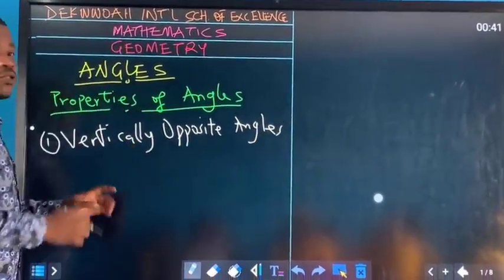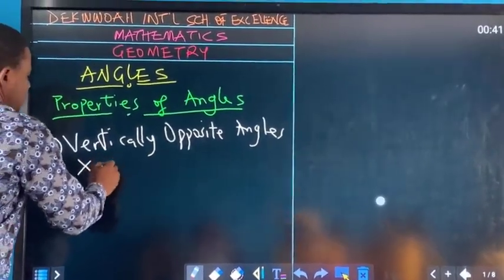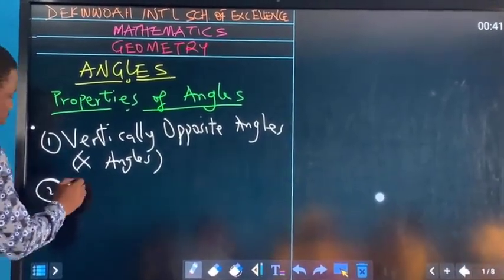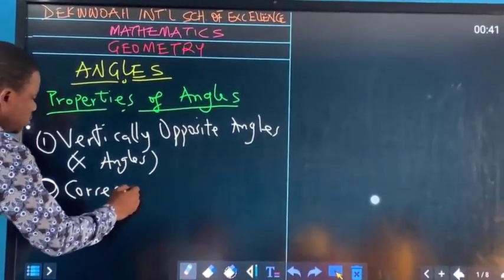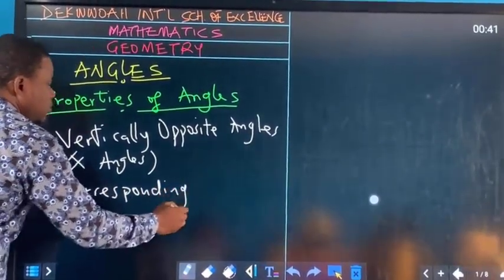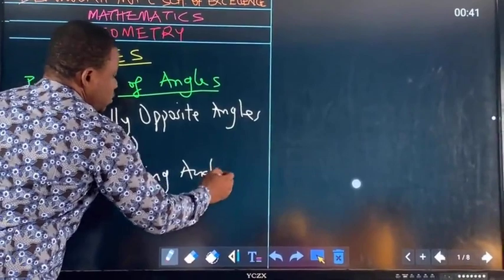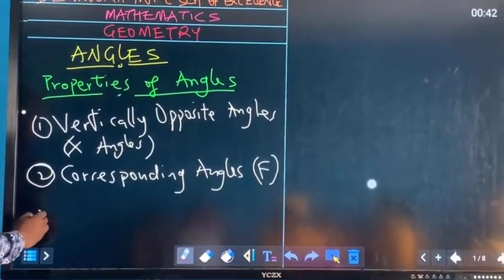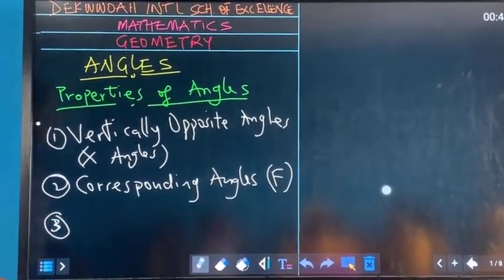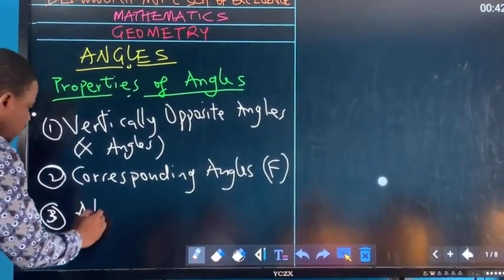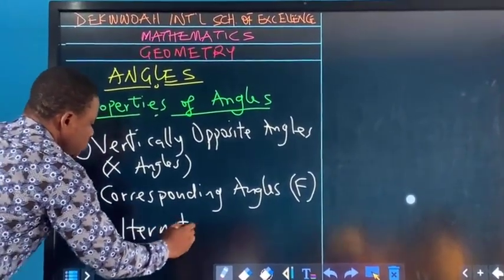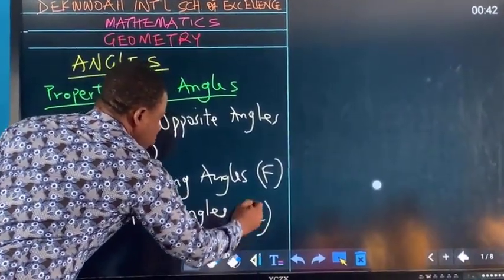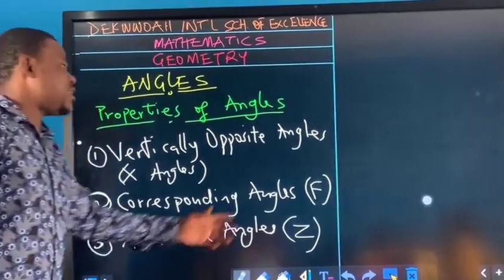These vertically opposite angles are also called X angles. Then the second set will be corresponding angles. Corresponding angles are also called F angles. Then we have alternate angles. Alternate angles are also referred to as C angles. When I explain, you will understand why they are called this.